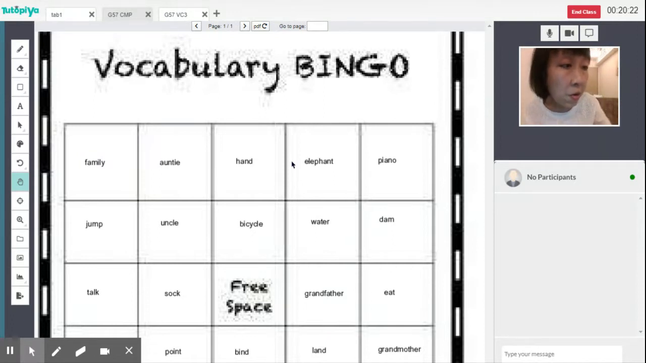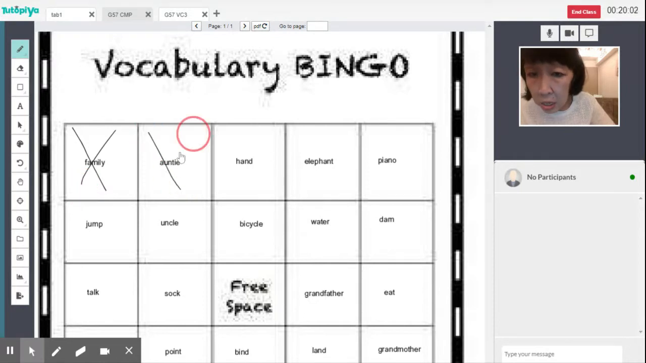So we'll first encourage them to collocate or compile vocabulary with the family. And we'll do this through a game of vocabulary bingo. The child will cross out words to do with the family, such as family, using our pencil tool, auntie, grandfather, uncle.